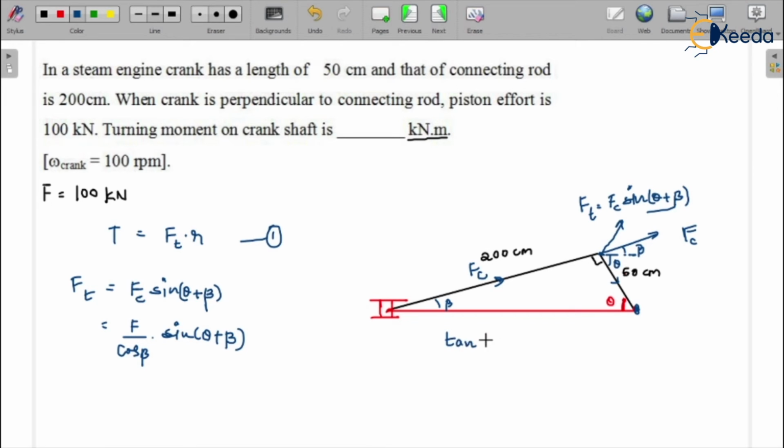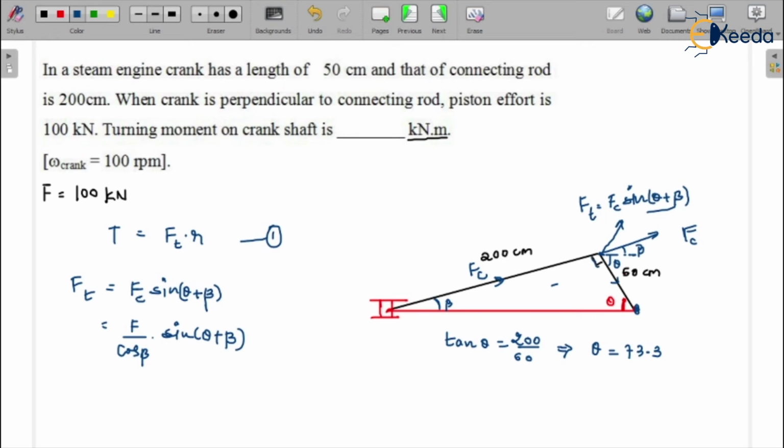So I'm just calculating here. Tan theta is equal to 200 upon 60. So from here you can get the value of theta. Okay, so when you solve this, we'll get the value of theta, and that would come out to be 73.3 degree. Okay, similarly you can calculate the value of beta.